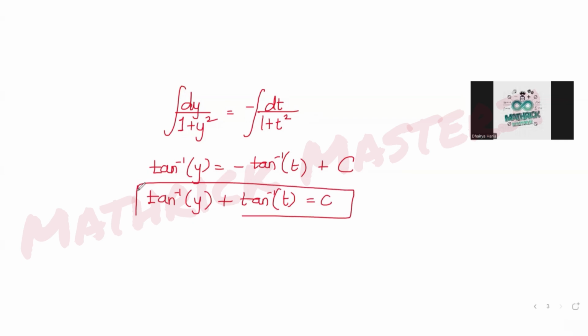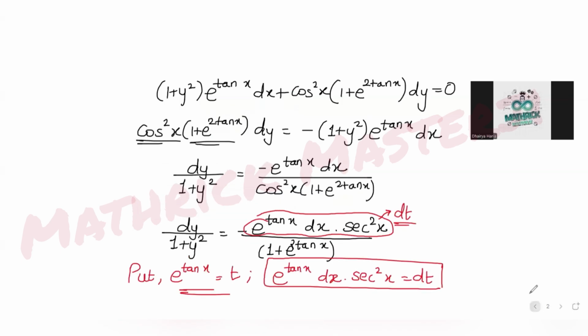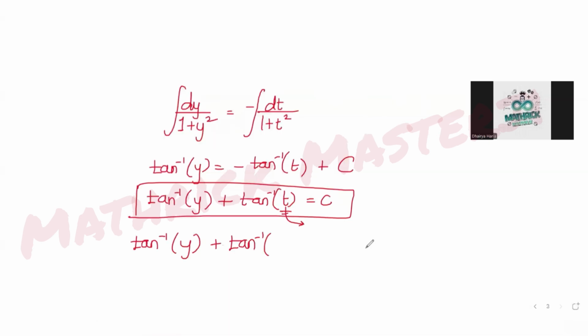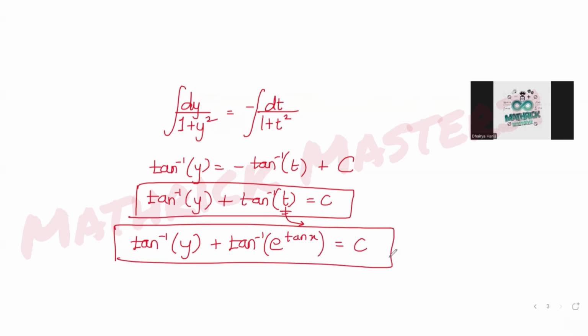I have this with me, but I don't want my solution of the differential equation in terms of t. So I'll resubstitute. We have substituted e raised to tan x as t, so instead of t, I'll substitute e raised to tan x, which is equal to the constant of integration c. So this is the solution of the differential equation: tan inverse of y plus tan inverse of e raised to tan x equals c.